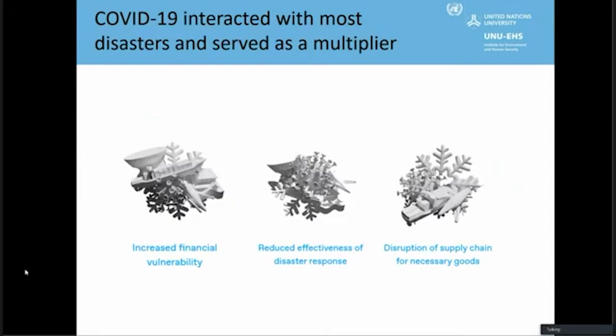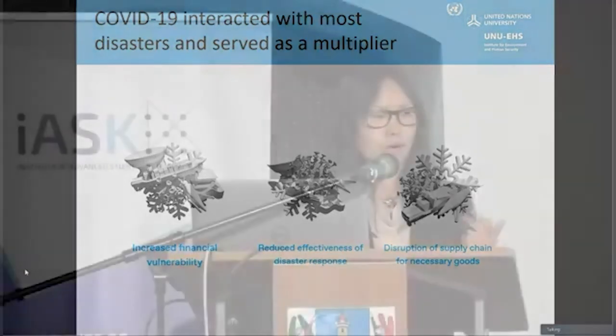So three things became very salient through the interaction between COVID and the other disaster risks. One is that all of these resulted in increased financial vulnerability, reduced effectiveness of disaster response, and also disruption of supply chain. I think even in Europe we experienced that. It's almost absurd that in Germany you could not buy toilet paper anymore. Don't ask me why, it was the toilet paper which was in shortage. But even here we felt the supply chain disruption.